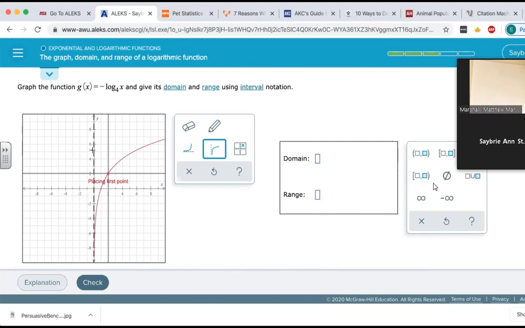To me, I see a point at 1, 0, and then one at 4, negative 1. So 1, 0. Maybe it will let you do that if you plot. So plot 1, 0, perfect. And then the second point is 4, negative 1. There it goes. That looks good. Yes. Oh, yes.